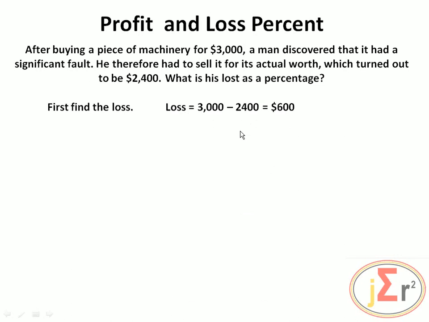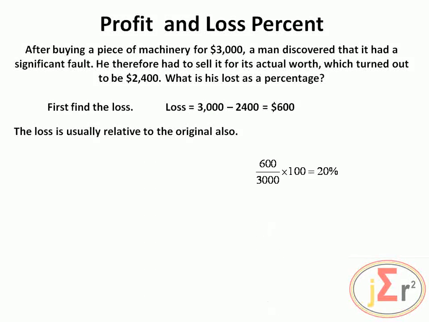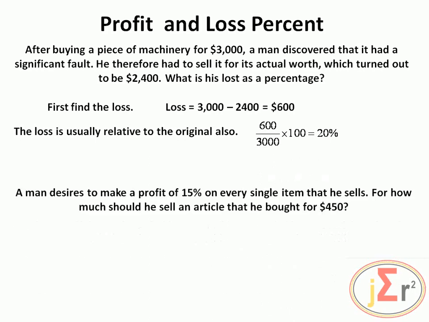So the loss is the difference between what he bought it for and what he sold it for, which is $600. The loss is usually relative to the original, so the percentage you need to take it relative to the original. So 600 over 3,000 multiplied by 100, and that is 20%.